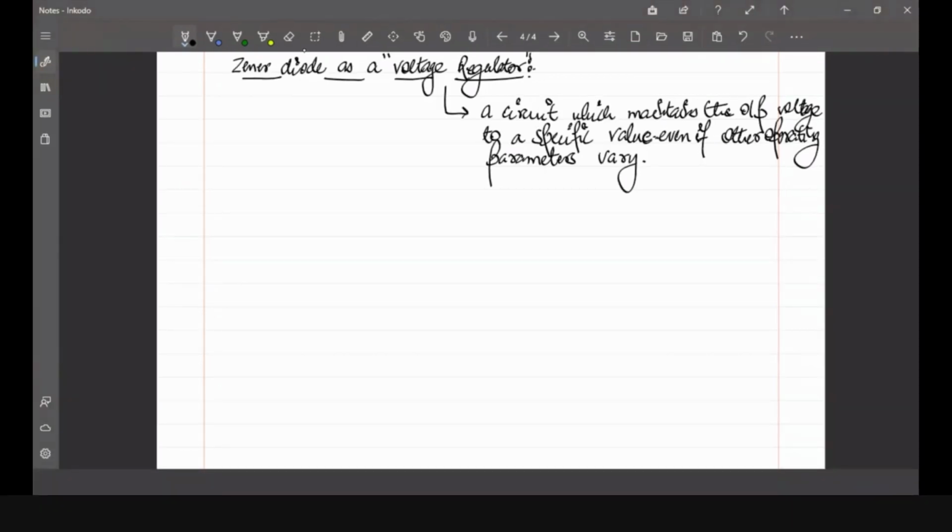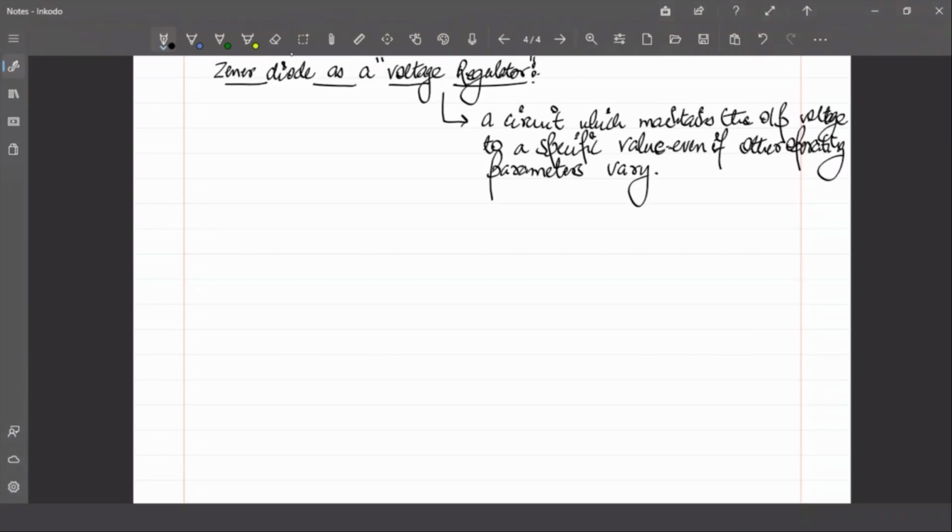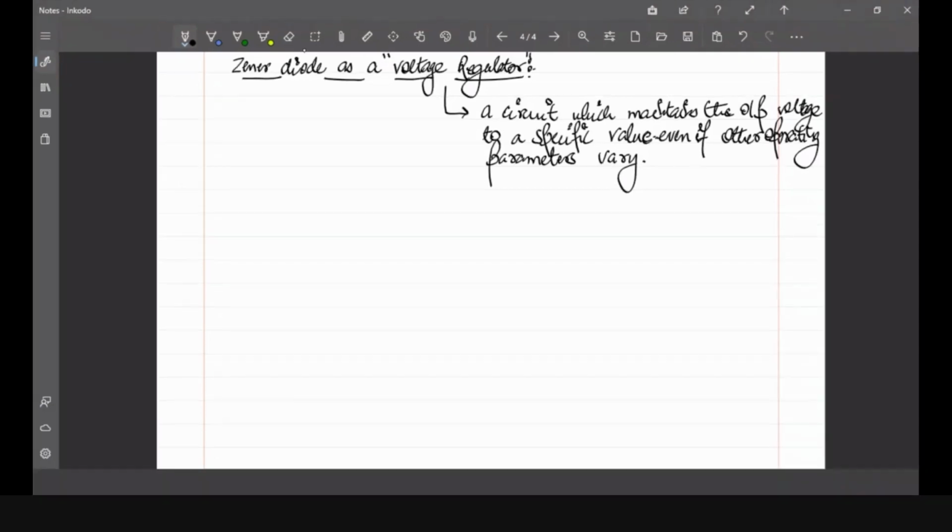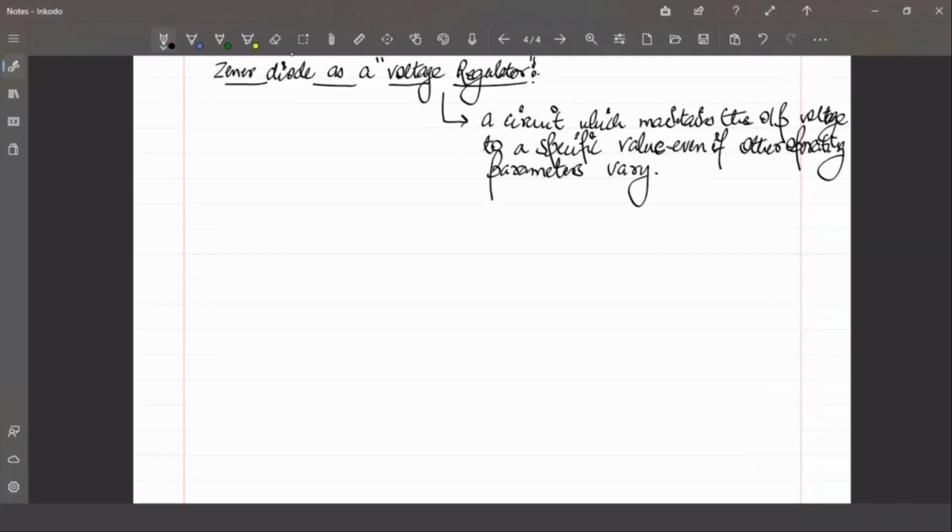Whenever we say regulation in normal language, like the regulations of your curriculum or your engineering course, regulation means a set of rules which are to be followed. Similarly here, regulation means the device controls and maintains voltage across the load. So what can be the simplest Zener voltage regulator circuit?